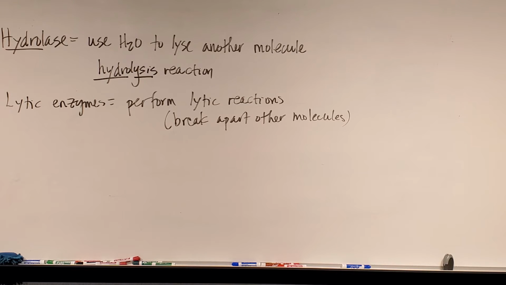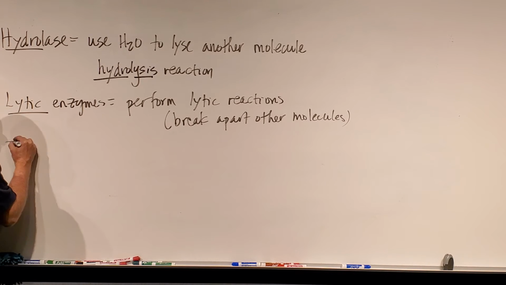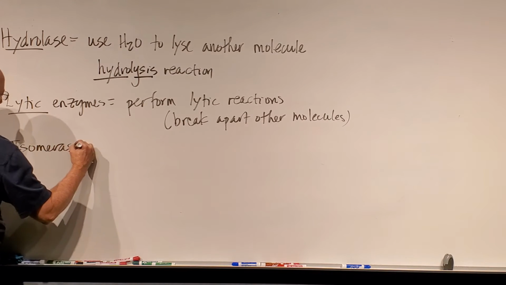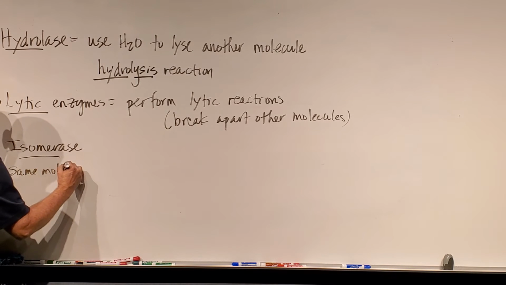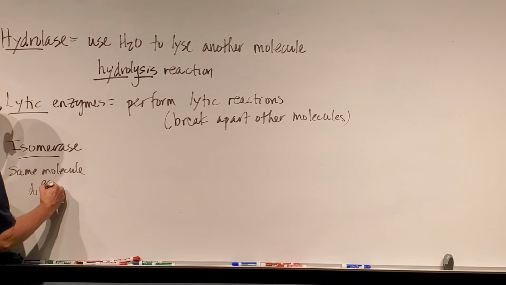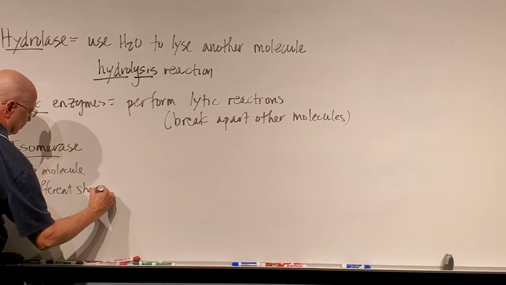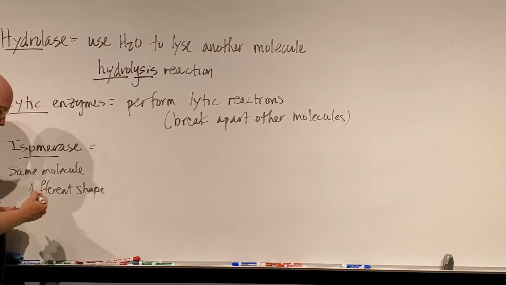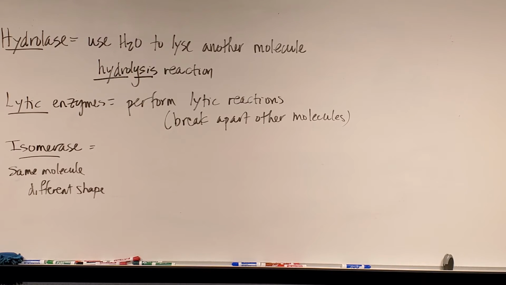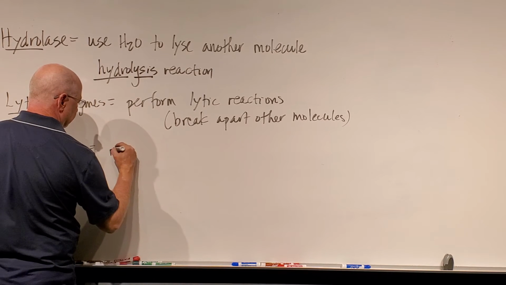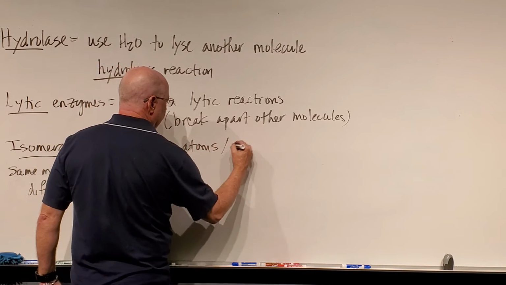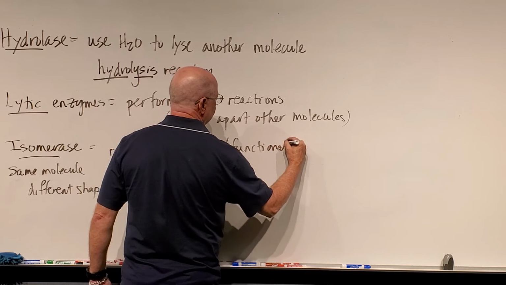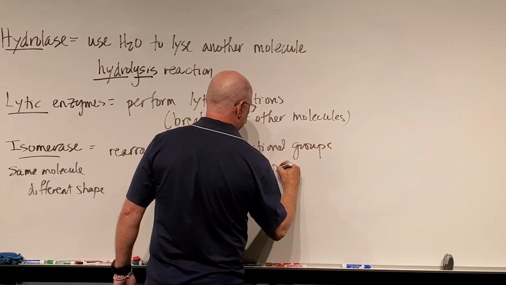A couple of others. There's one called an isomerase. An isomer means basically the same molecule, different shape. So an isomerase is simply an enzyme that can rearrange atoms or functional groups on a molecule.